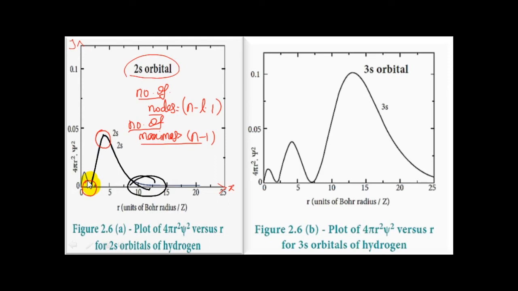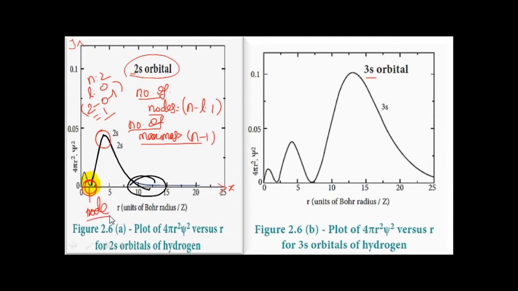So we are going to calculate for the 2s orbital first. How many nodes? What is the n value? n is 2, and what is the l value? The l value for an s orbital is 0. Apply the formula: 2 minus 0 minus 1 equal to 1. So the number of nodes is 1.